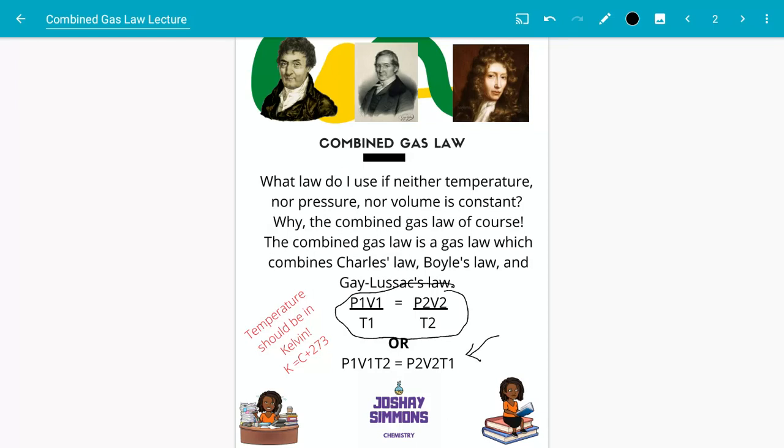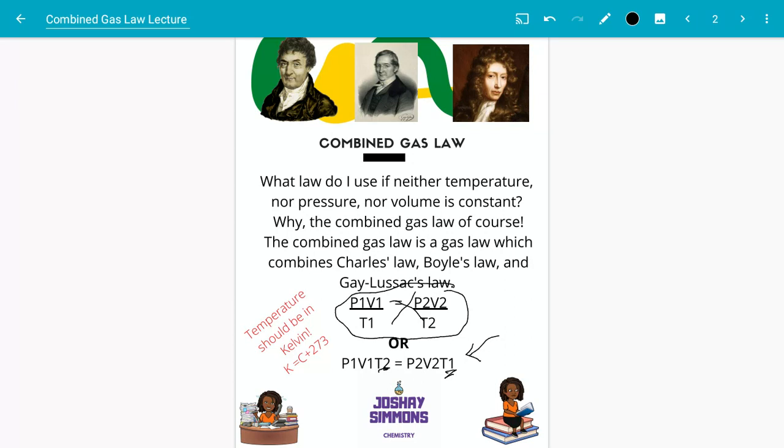People like to use this one where you do P1 V1 times T2 is equal to P2 V2 times T1. I don't particularly like this one because I find myself interchanging T2 and T1 in the wrong spots. It's not P1 times V1 times T1. It's P1 times V1 times T2 because, again, we cross multiply the numbers right there.